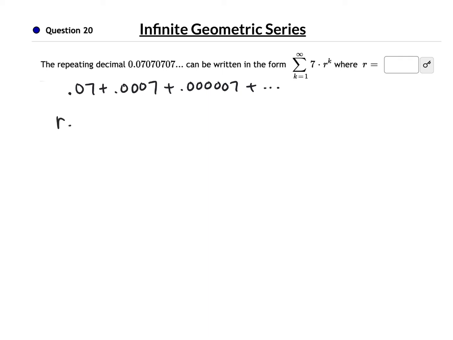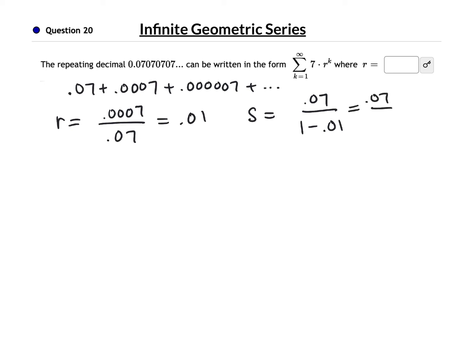We'll calculate r. r is the current, 0.0007, divided by the previous, 0.07. That's 0.01. And the sum would be the first term, 0.07, divided by 1 minus the common ratio, 1 minus 0.01. This is 0.07 divided by 0.99. Multiply top and bottom by 100, move the decimal 2 places on both, and this is 7 over 99.